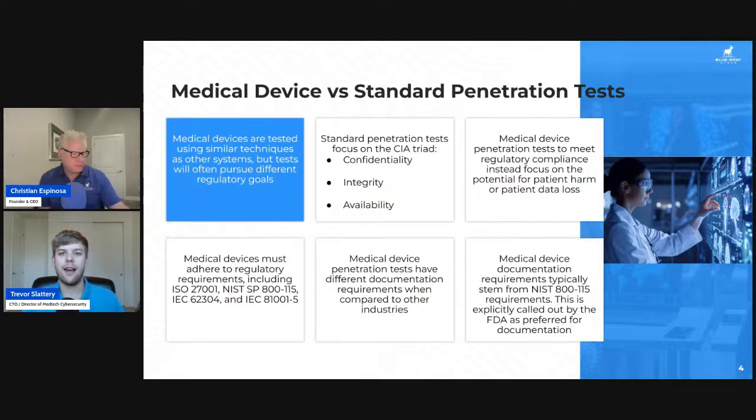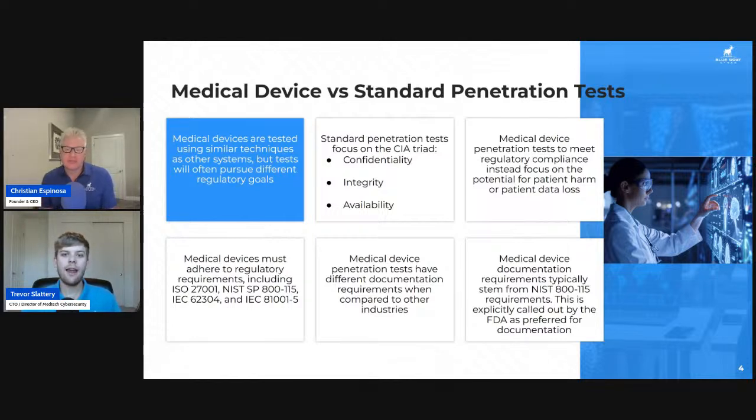And IEC 81001-5 is meant to be sort of a global standard for medical device cybersecurity. It doesn't work that way in effect more often than not, as each different country has its own regulations and requirements, but that is the general purpose, to be an overall widespread medical device cybersecurity regulation.